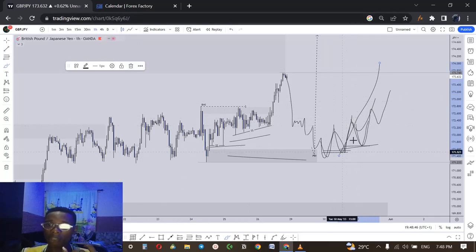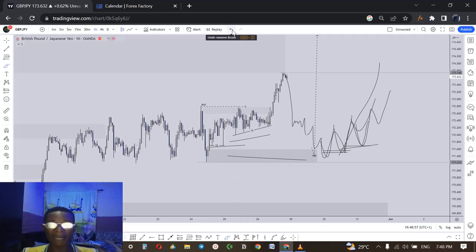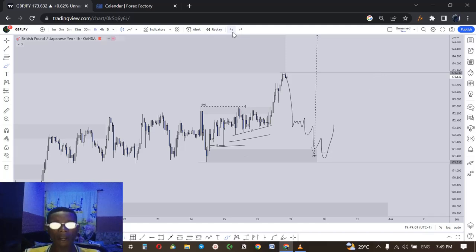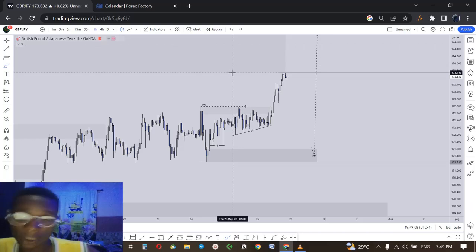If you see the market move like this, that means there is either high impact news, or high volatility in the market, where there are many participants causing the market to move very aggressively like that. So here is what I'm looking at on GBP JPY. This is what I am here to share with you guys today, family.